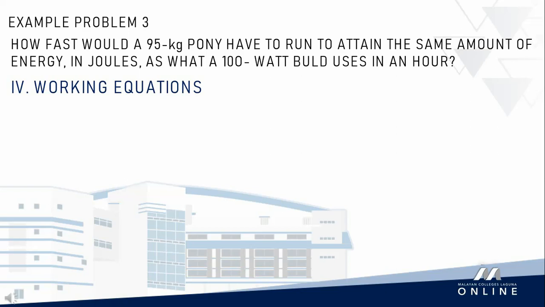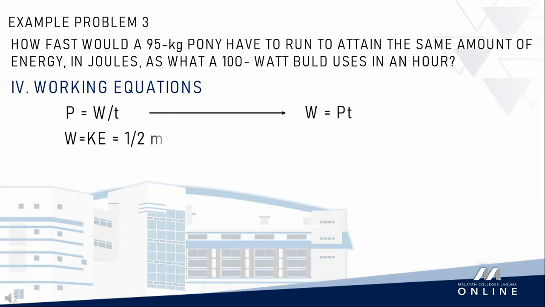We will write down now the working equation. As you know, power is equal to work over time. But since we are interested to find for work, we manipulate this as W is equal to PT. In getting the velocity, we can use the formula of KE is equal to W is equal to 1/2 mv squared, which we can further manipulate as v is equal to square root of 2W over mass. Let us solve first for work.